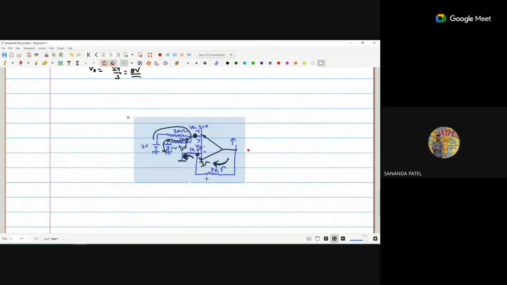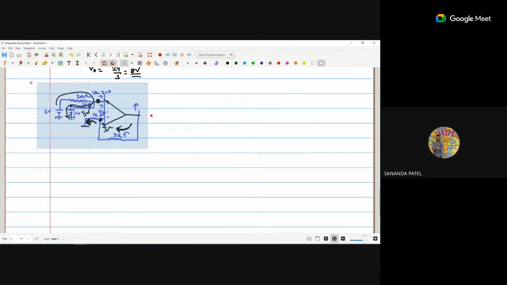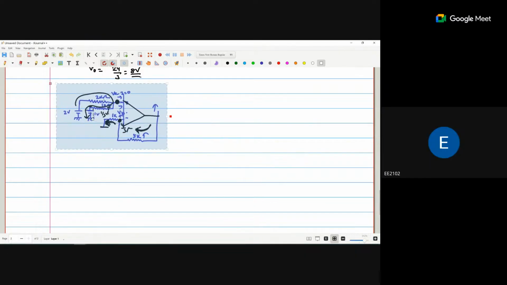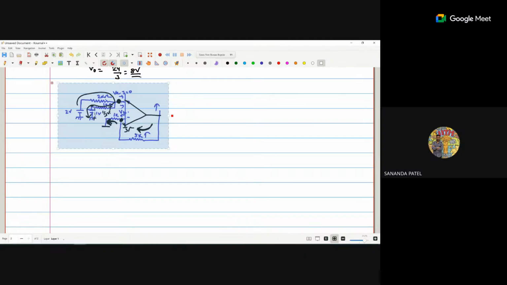If there are two voltage sources or current sources, we can consider one source at a time. When considering one source, the other voltage source is short circuit and a current source is open circuit. Here we have two voltage sources, so we can consider one voltage source at a time.